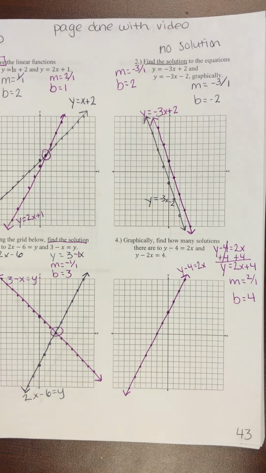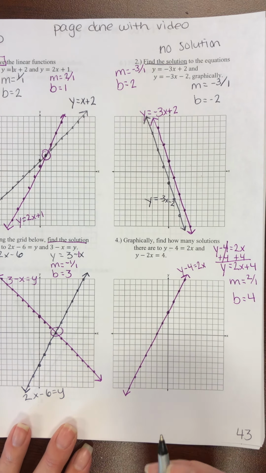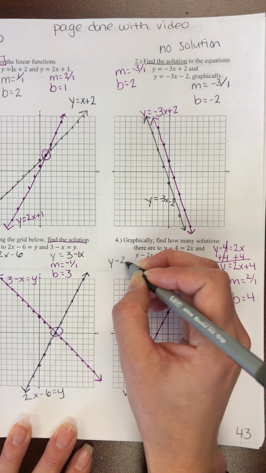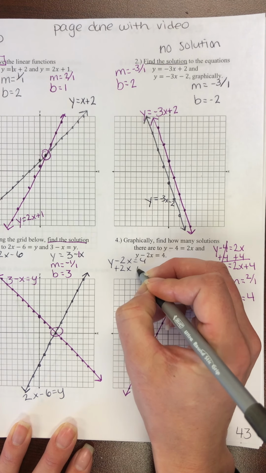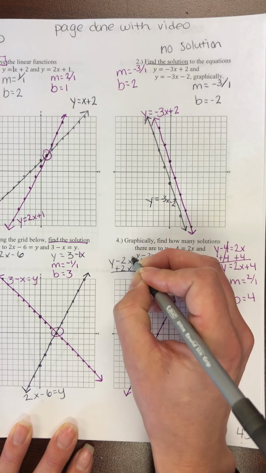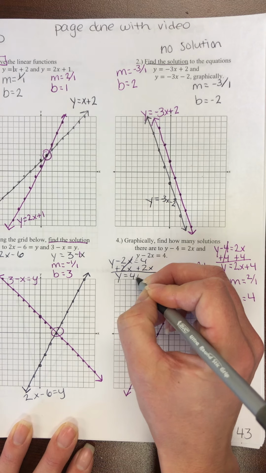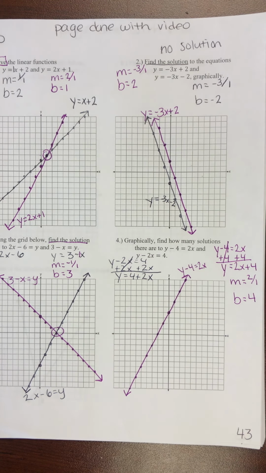All right, so now we need to graph the other equation, but before I can graph that equation, I need to make sure that I solve for y first. So I have y minus 2x equals 4. So I'm going to add 2x to each side. So I have y equals 4 plus 2x.